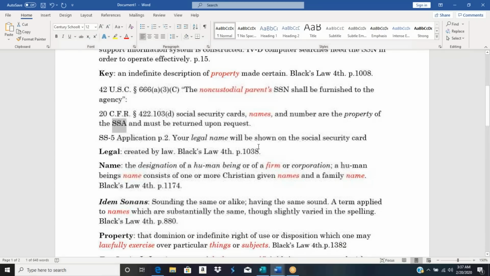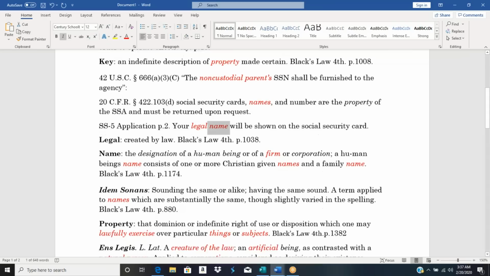Let's keep it moving. Now, right here, we got two words that we're going to focus in on. Page 2 of the SS-5 application says your legal name will be shown on the Social Security card. How does anything belonging to you wind up on something belonging to them? What is legal? Legal means created by law. So this name was created by law. If it's a legal name, it was created by law.